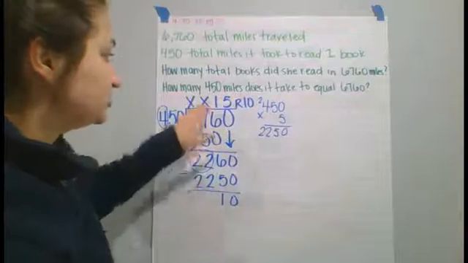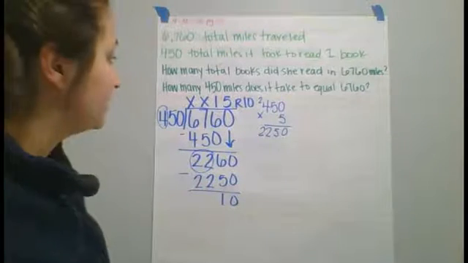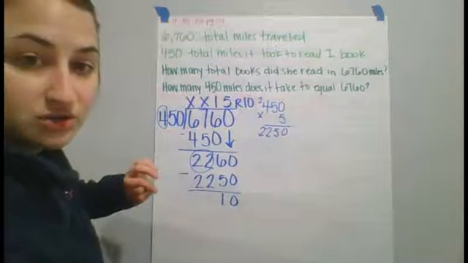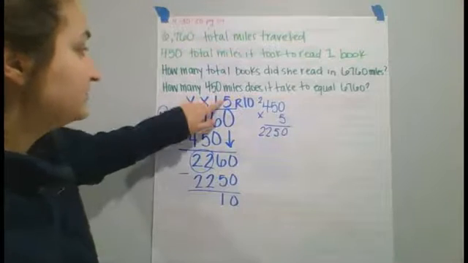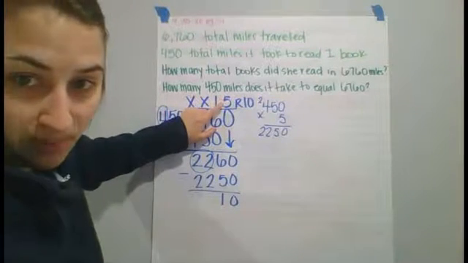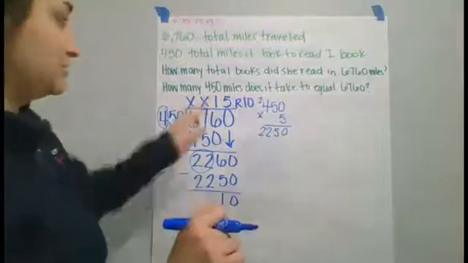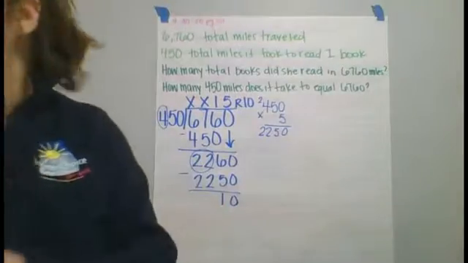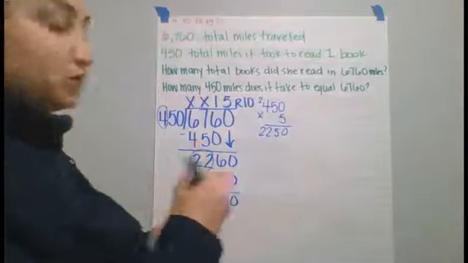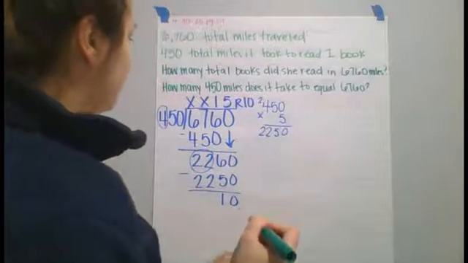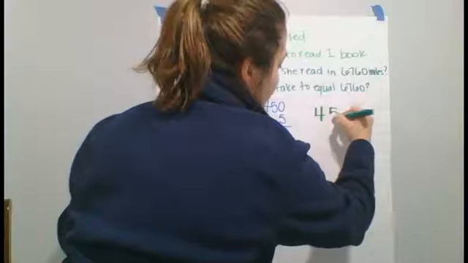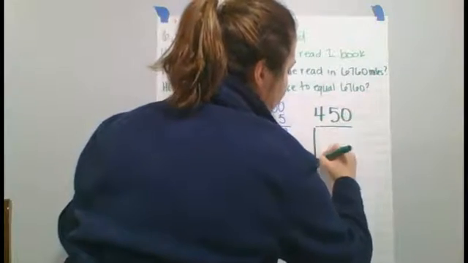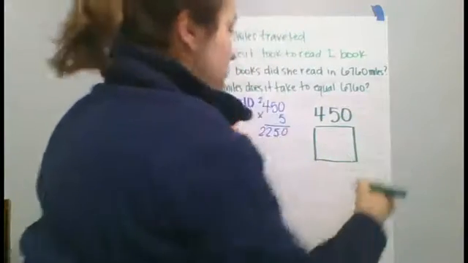So what we want to do is we want to check our work and make sure that we are correct. So in order to do that, we want to take our divisor, which is 450, and multiply it by our whole number quotient, which is 15. So I'm going to use lattice for this. So we have 450, and then we're going to multiply it by 15.